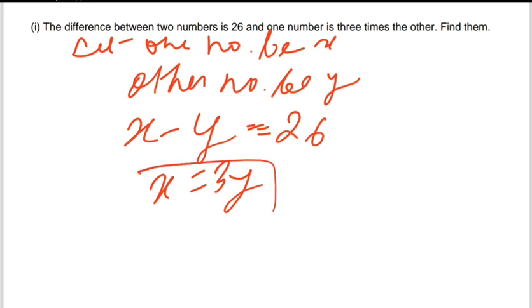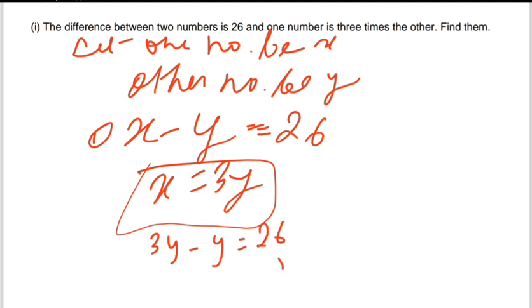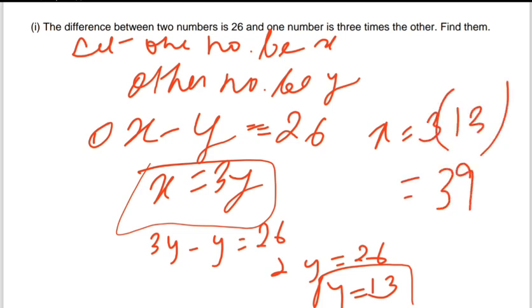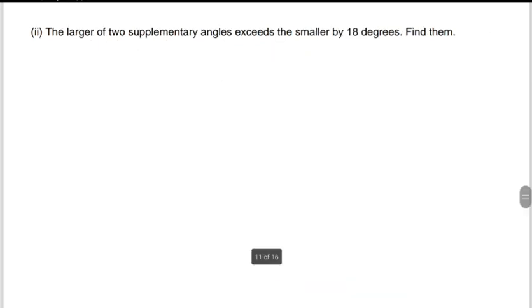So putting the value of x in the first equation. So 3y minus y is equal to 26. So 2y is equal to 26. So y will be 13. Then x is 3 into 13, that is 39. So let's go to the second one.